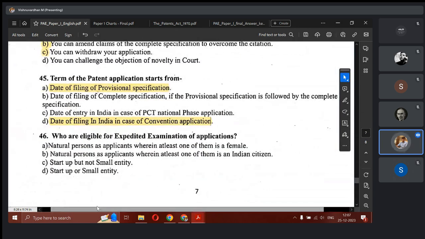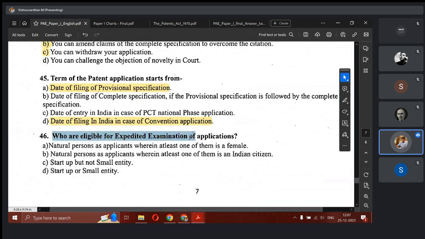Apart from that, 46. Who are eligible for the expedited examination of applications? Read rule number 25C clearly: it gives you natural persons as applicants, wherein at least one of them is female. So yeah, this is true. The answer is "at least". So literally just call another female applicant with you. You're entitled to expedited examination.